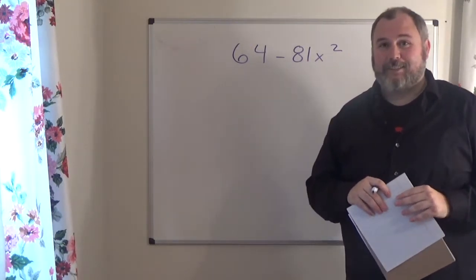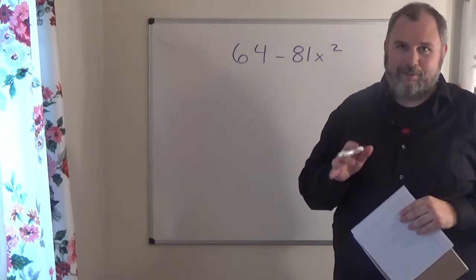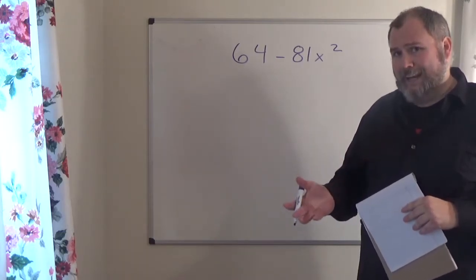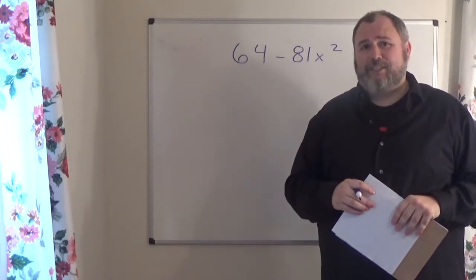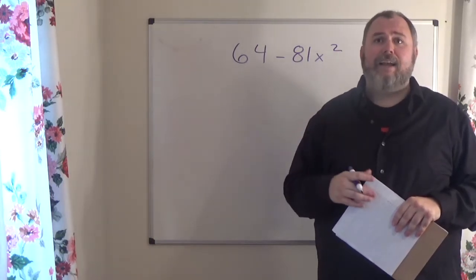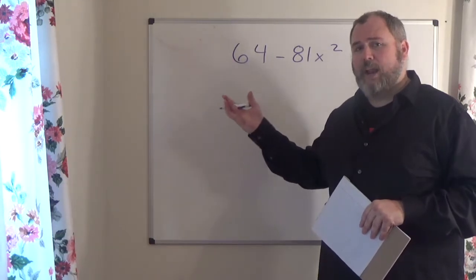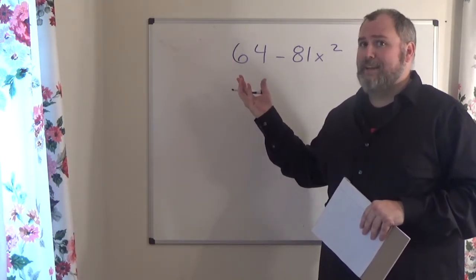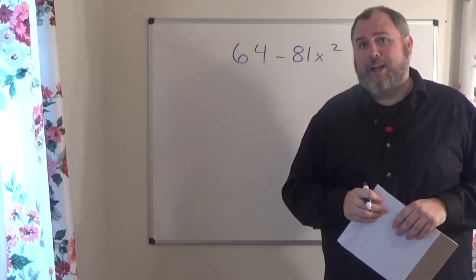Anyway, let's get on to the actual math. Alright, so we have this problem, 64 minus 81x squared. Alright, we have to factor it. Now, first things first, factor out the GCF. Can we find anything? Well, is there a number that can go into both 64 and 81? That's the first thing that we need to ask ourselves. I'm going to go ahead and tell you, you can try, but it's not going to happen.